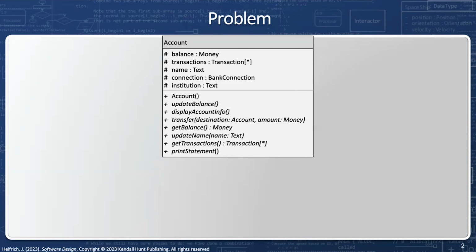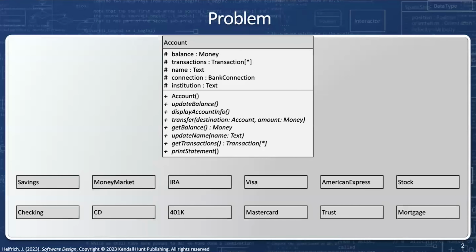So we'll start with a financial application that has an account. An account has a balance and transactions, a name, connection to the bank, institution name, and a collection of different methods. And in a traditional object-oriented design, I'm going to have a savings account, a money market, an IRA, a Visa, and a collection of other different accounts. And each one of these can be related through inheritance to the account base class.